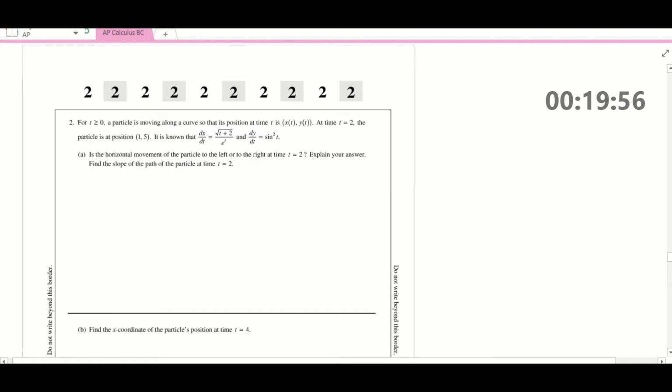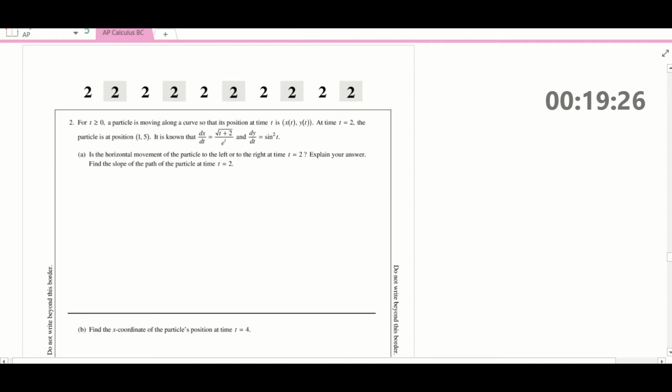Okay, part two. We just forget about what we did in the previous problem. For t greater than 0, a particle is moving along a curve, with position at time t given by x of t, y of t. At time t equals 2, the particle is at position (1, 5). It is known that dx/dt is this, and dy/dt is sine squared t. Part A. Is the horizontal movement of the particle to the left or to the right at time t equals 2? Explain your answer. Find the slope of the path of the particle at time t equals 2.